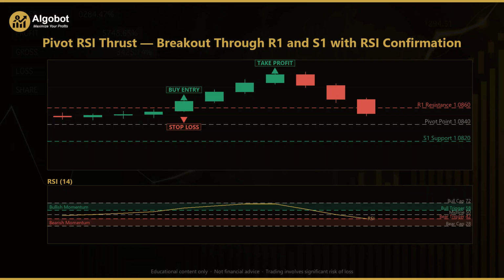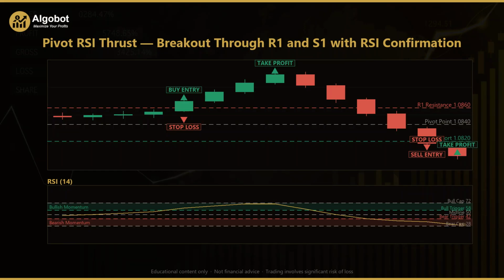Now the picture changes. After tagging the target, price stalls and rolls over. The candles turn red and start stepping down, sliding back through the pivot point and pressing toward the S1 support. In the RSI panel, momentum is fading fast. The line drops back through 50, then through the 42 bear trigger, sinking into the bearish momentum band. Watch the candle that closes below the green S1 support line. That's the fresh downside cross, the mirror image of what we saw earlier.